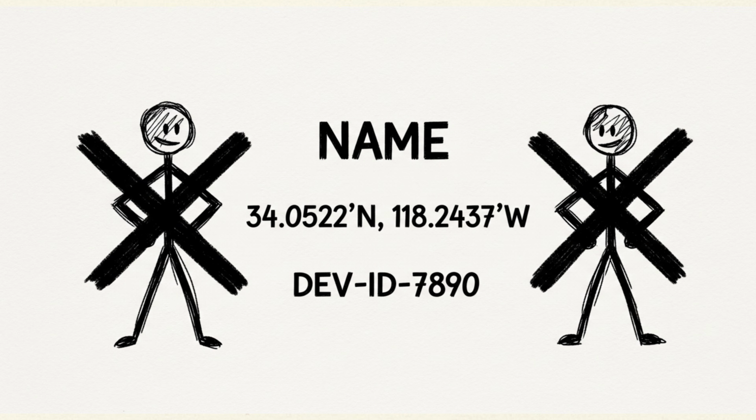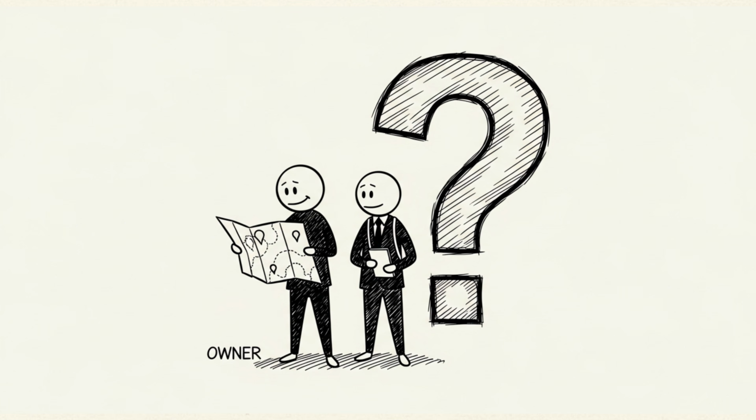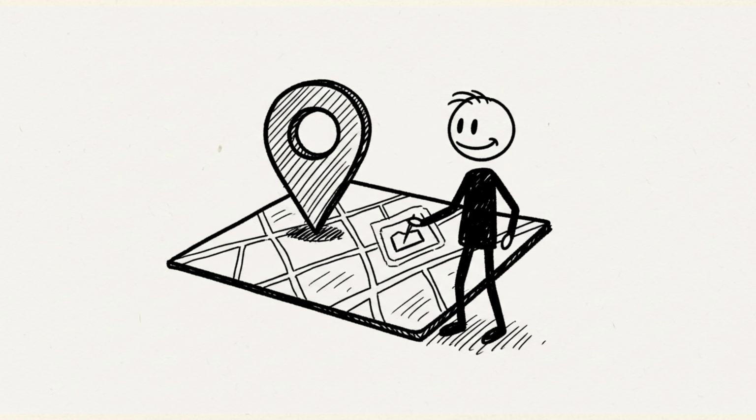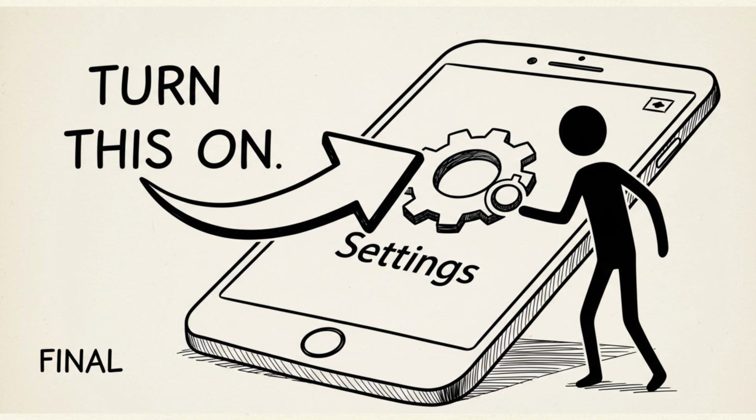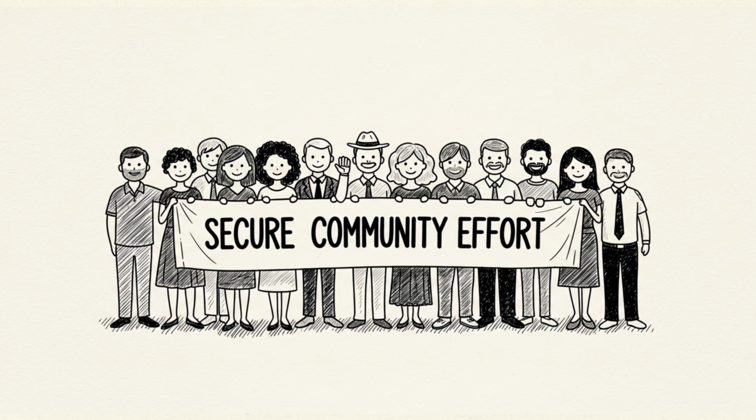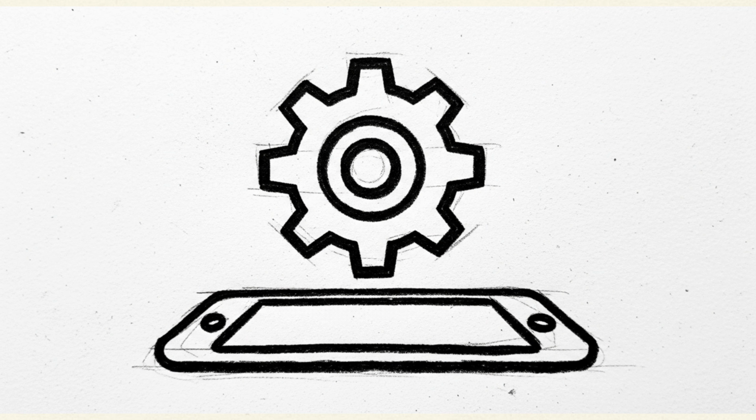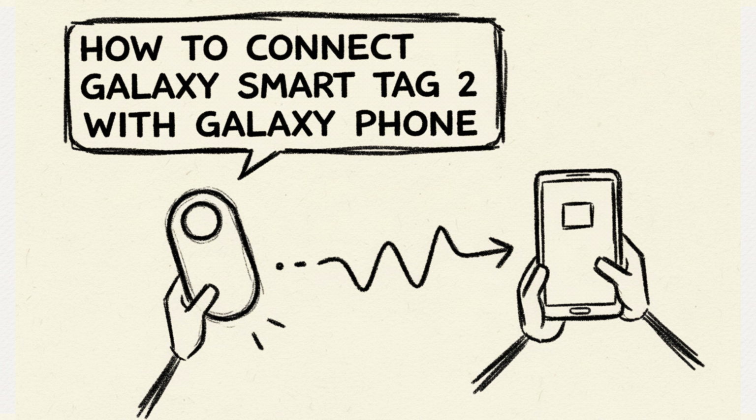The process is completely secure and anonymous. Your identity, location, and device details are never shared. Nor will you know when your phone has helped someone find a lost item. The owner of the lost tag will only ever see their item's location. Enabling this setting ensures that your own Galaxy devices, phones, tablets, watches, or smart tags can also be located by the community network if lost. I'll show you exactly which settings to turn on later on in this video. But first, let's see how you can connect a brand new Samsung tag to your phone.